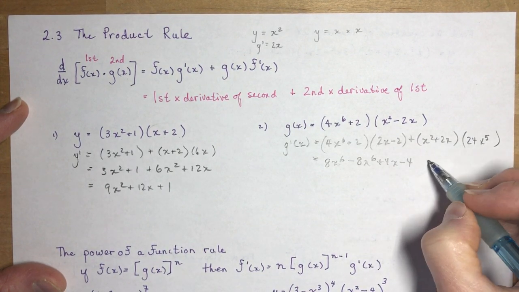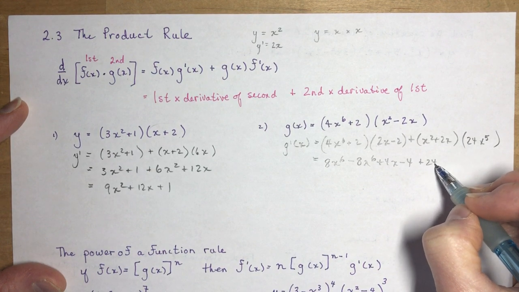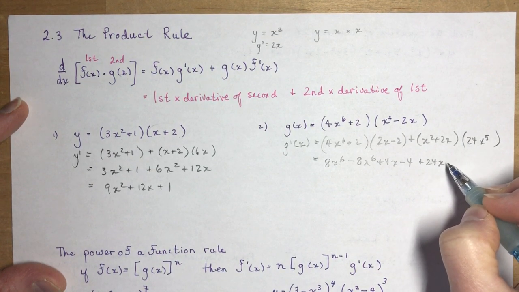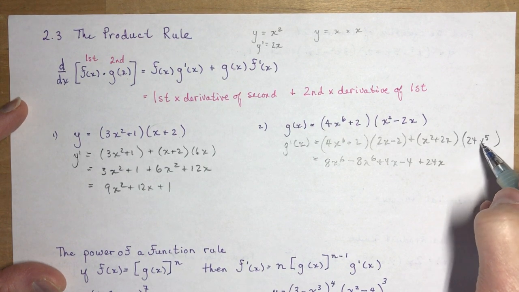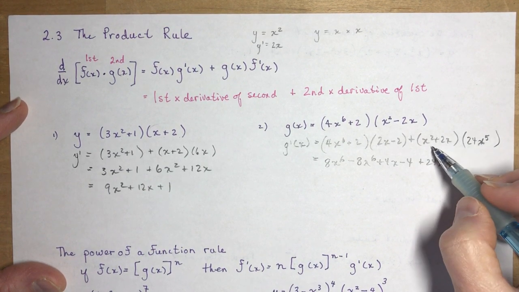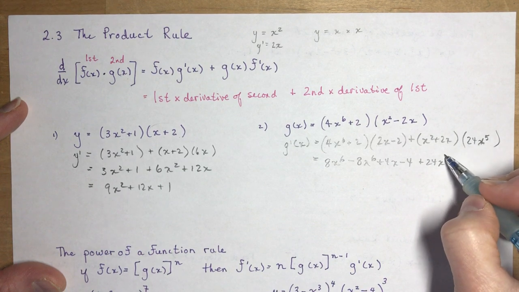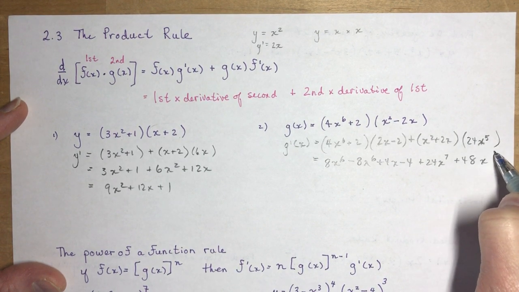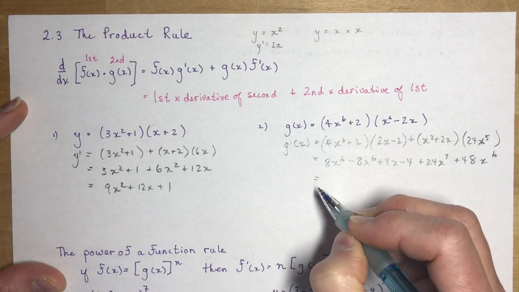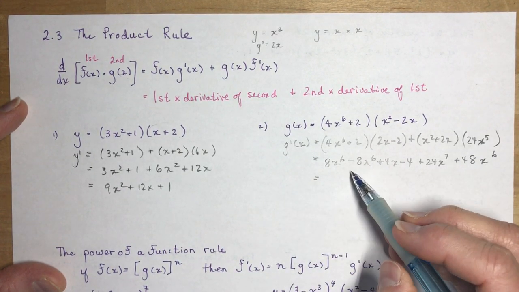And now I have to expand this one. So I have 24x. What did I have here? Oh, that was just 24x to the fifth. Can't read my own writing. So I have 24x to the seventh plus 48x to the sixth. And then you would combine your x to the sixth here.